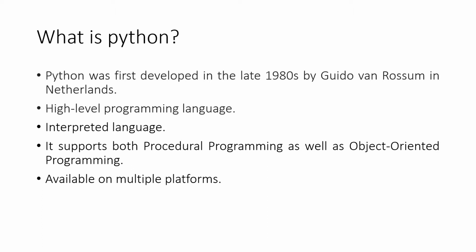Python was first developed in the late 1980s in the Netherlands. It is a high-level programming language. High-level languages are closer to human language, which has keywords, structure, and syntax, and also they are easier for us to understand. It is also an interpreted language.